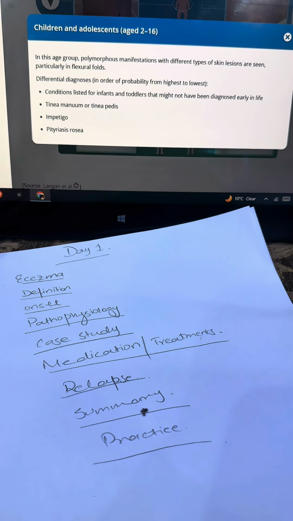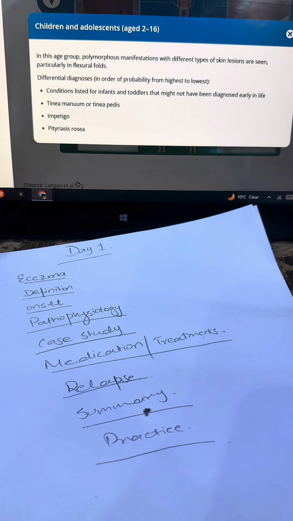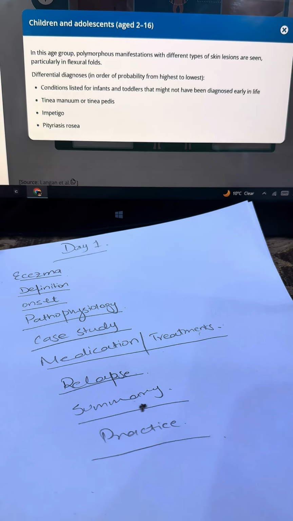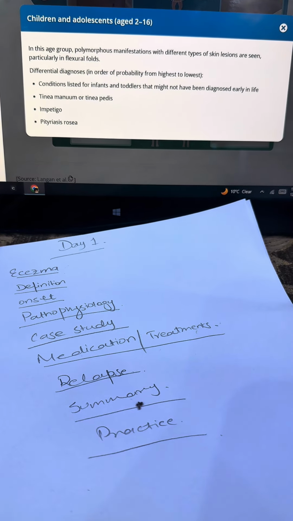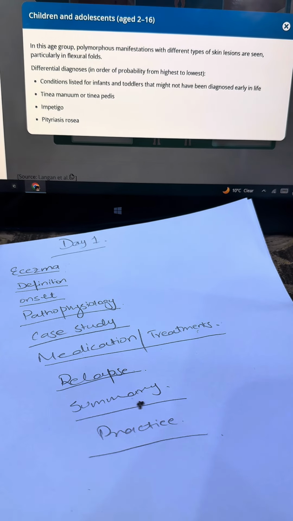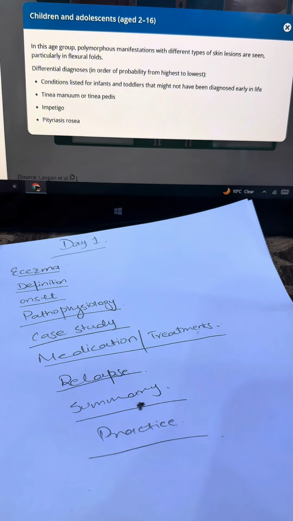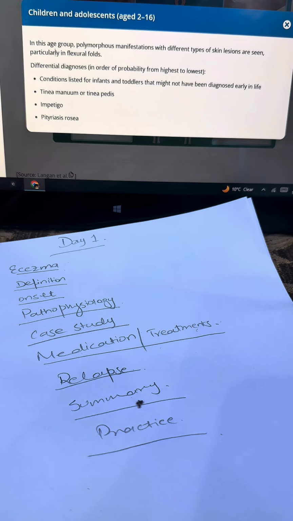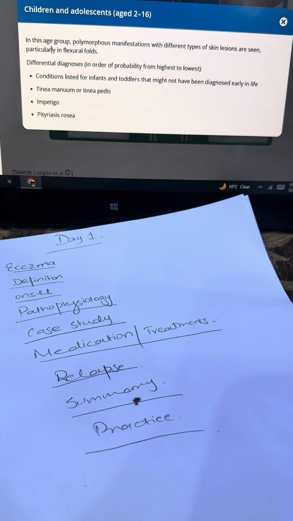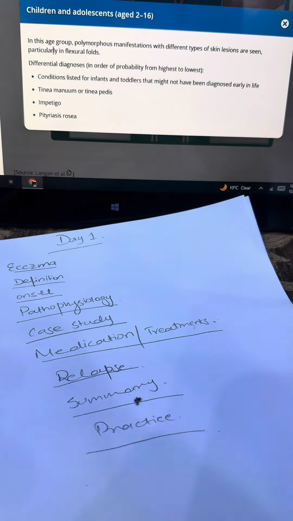And the second group is children and adolescents from the age of 2 to 16. First, we discussed 0 to 24 months of age, and now we discuss 2 to 16 years of age. In this age group, polymorphous manifestations with different types of skin lesions are seen, particularly in flexural folds. The differential diagnosis from highest to lowest starts with tinea pedis.